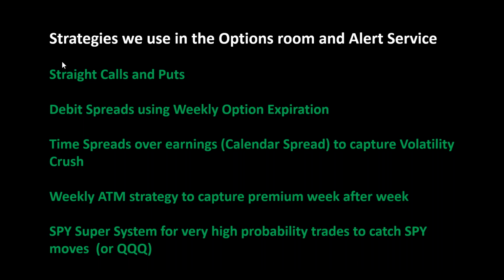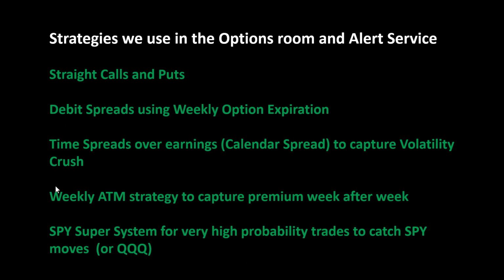All right, so again, I just kind of want to cover, these are the strategies that we're going to be using. You're going to be getting information when the trades come through. They're going to be straight calls and puts. They're going to be debit spreads using weekly option expirations. There'll be time spreads when the earnings season occurs. There's really not much going on right now. October earnings season. When we have a neutral to bullish market, we'll start doing some weekly ATMs. We do not have that right now.